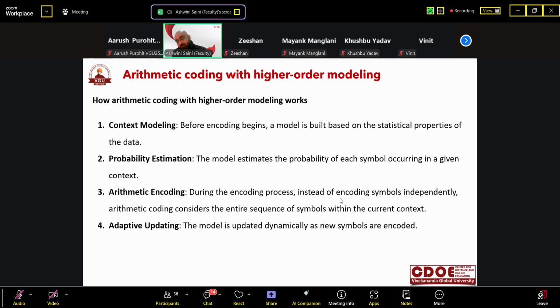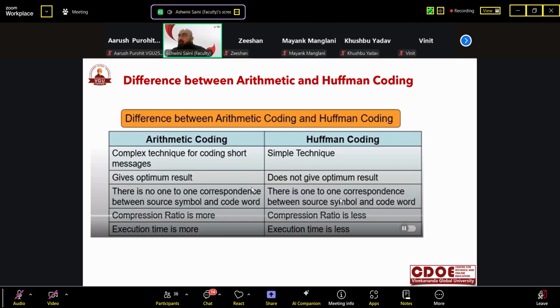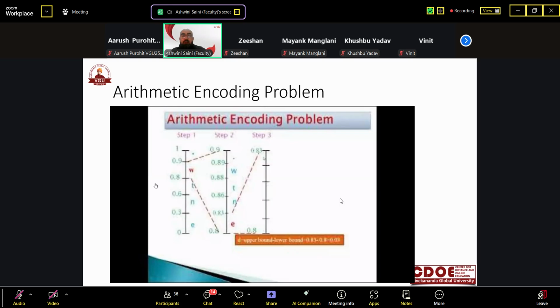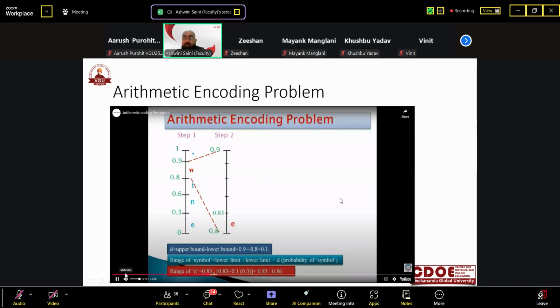So I'm going to give you a brief about arithmetic coding with a video. So I'm playing the video. Try to understand that, and then we will start.